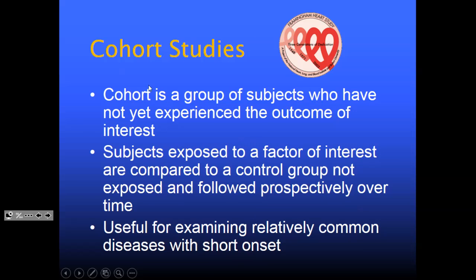Cohort. A cohort is a group of subjects who have not yet experienced the outcome of interest. It's just a group of individuals. A cohort is a group of individuals. A cohort study is I'm going to follow that group of individuals prospectively over time.